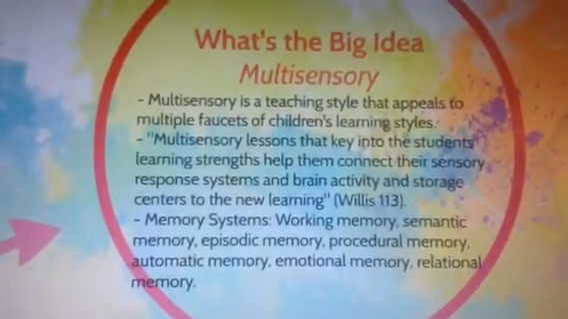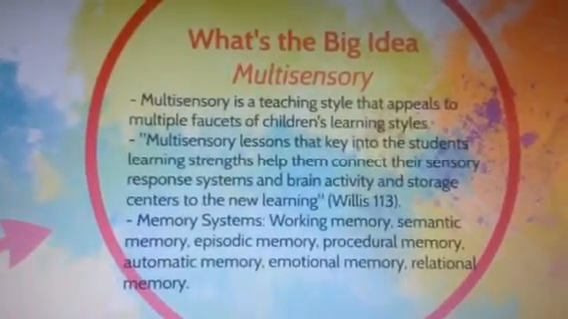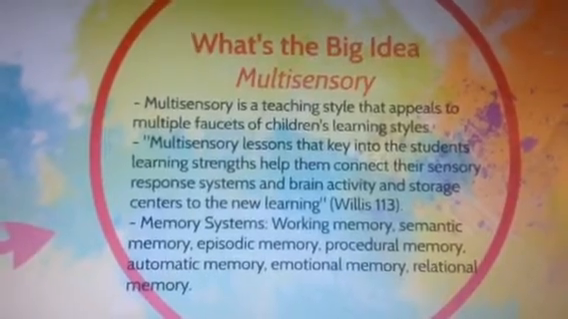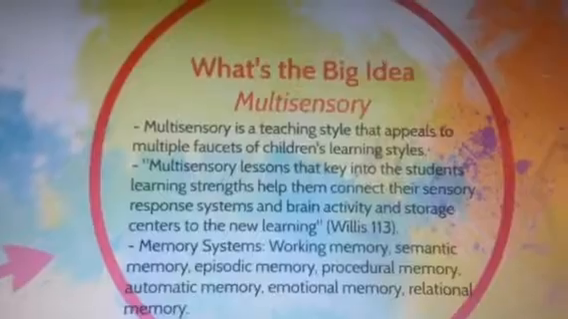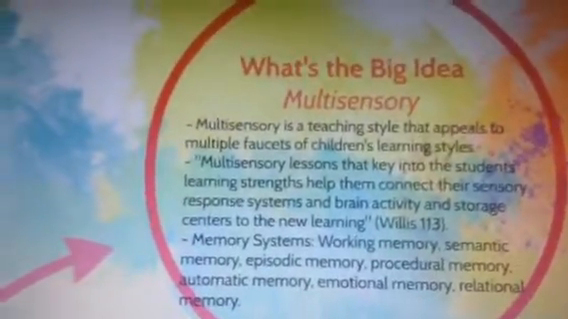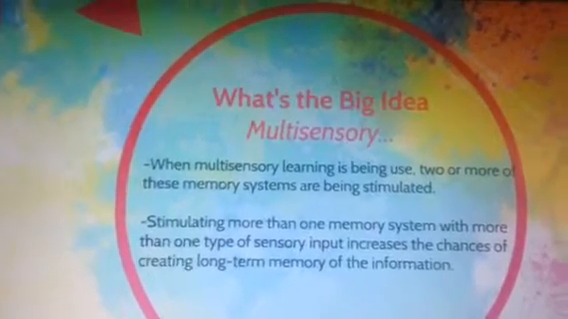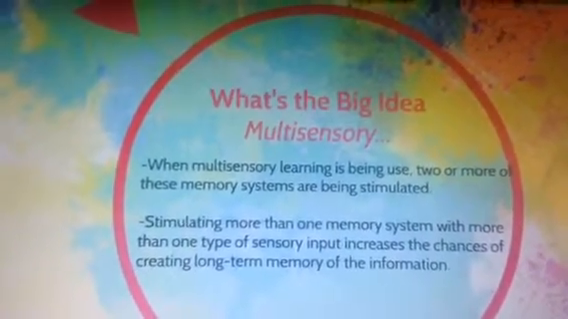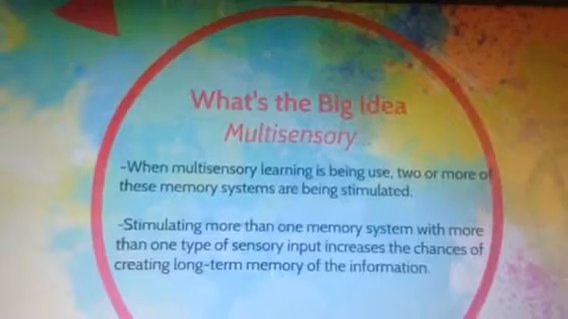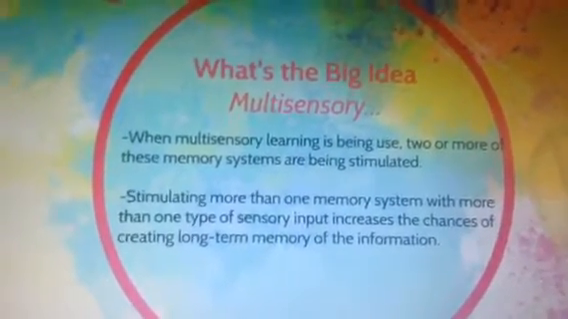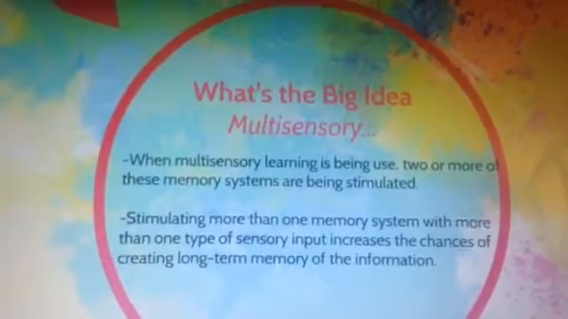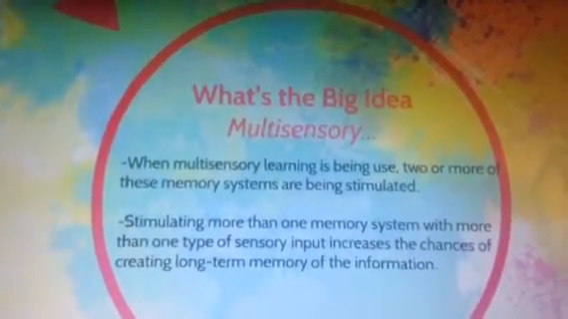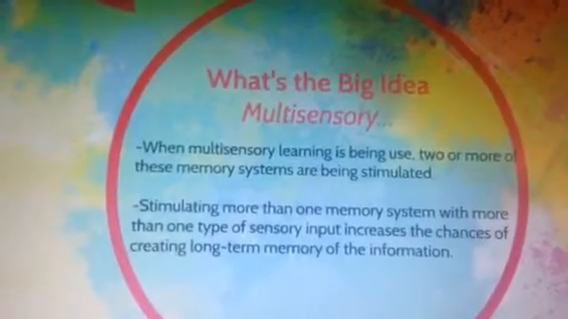The different memory systems that can be stimulated are working memory, semantic memory, episodic memory, procedural memory, automatic memory, emotional memory, and relational memory. When multisensory learning is being used, 2 or more of these memory systems are being stimulated. Stimulating more than one memory system with more than one type of sensory input increases the chances of creating long-term memory of the information.